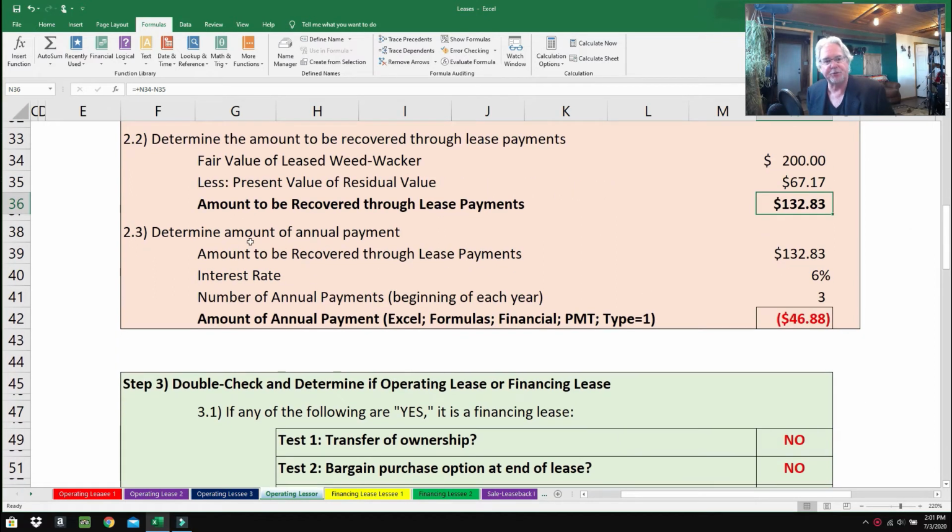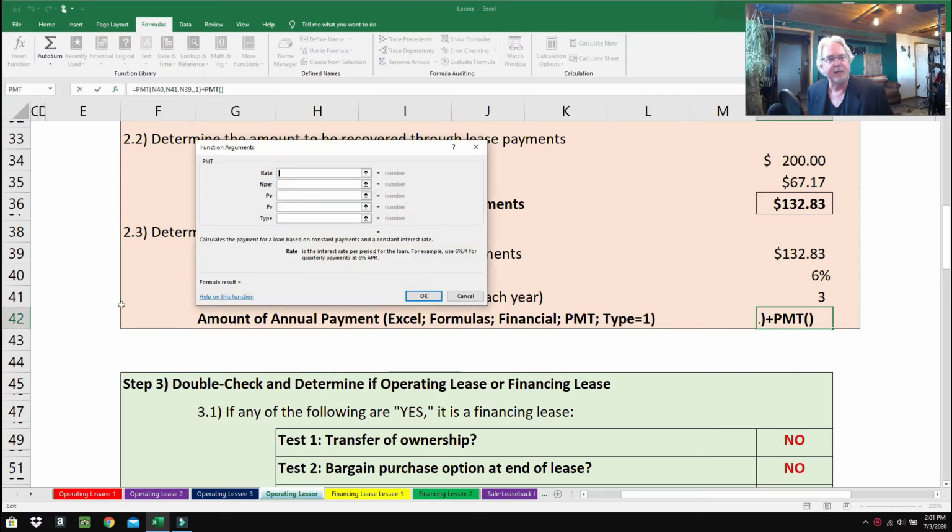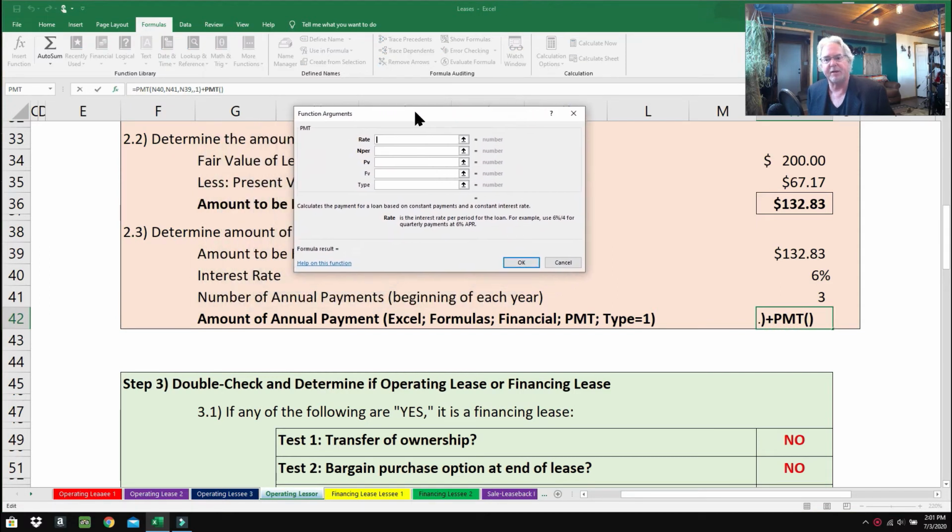2.3, determine the amount of the annual payment. The amount to be recovered is 132.83, which we found right up above. The interest rate being used is 6%, which was also stated above. The number of annual payments is 3. We need the help of Excel to figure out the payment. So you go up to formulas, go to financial, go to PMT for payment. And if the print is small, I'll help you with it.